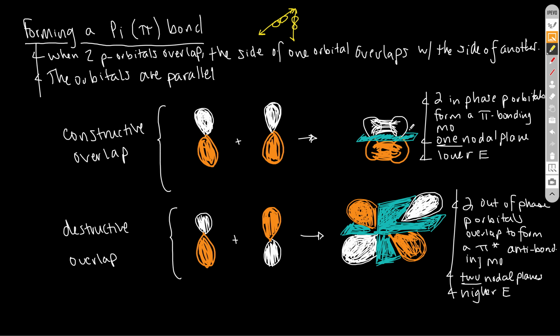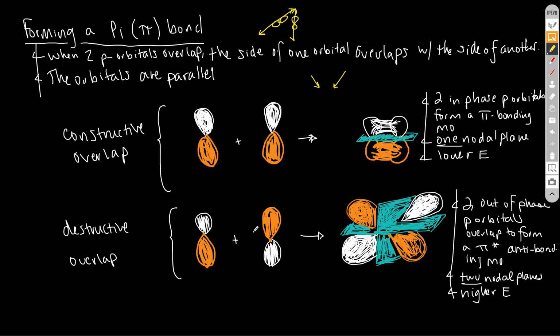So when they overlap perfectly, then you're going to get two in-phase orbitals overlapping to form a pi bonding molecular orbital. And you're going to get one nodal plane, and this results in lower energy, very similarly to the last graph I just showed you for the molecular orbital of two s orbitals overlapping. You'll get the decrease in energy to form the pi bond. And a pi bond is going to be a double bond.